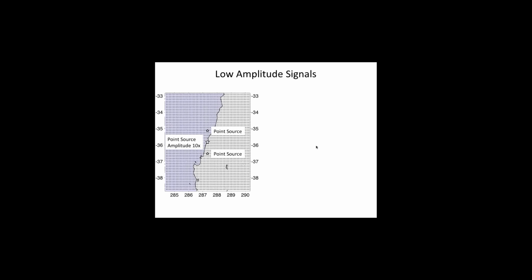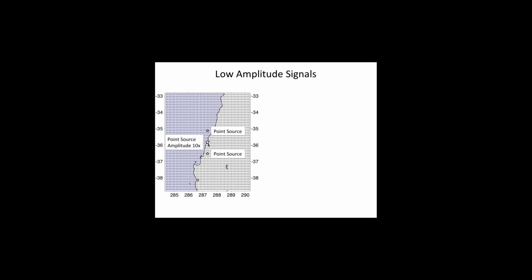For this synthetic test, we have 3 point sources shown here with the white stars. The only difference between the 3 point sources is that the point source in the middle has an amplitude which is 10 times larger than the point sources to the north and south.